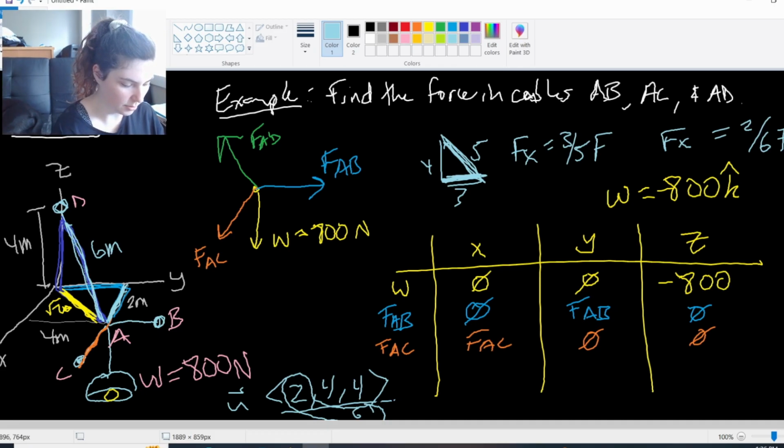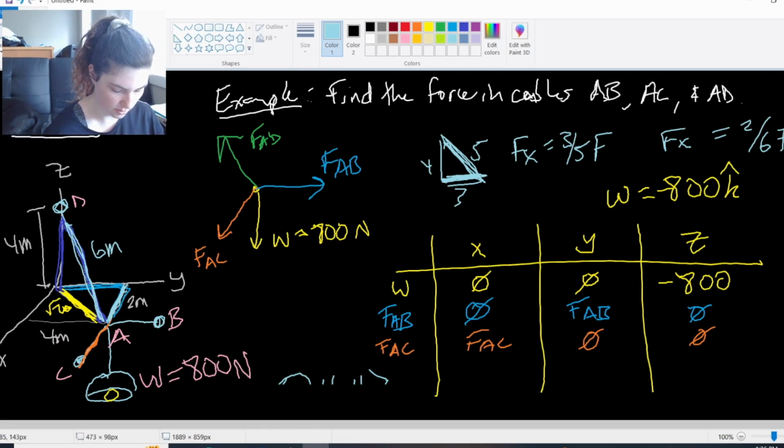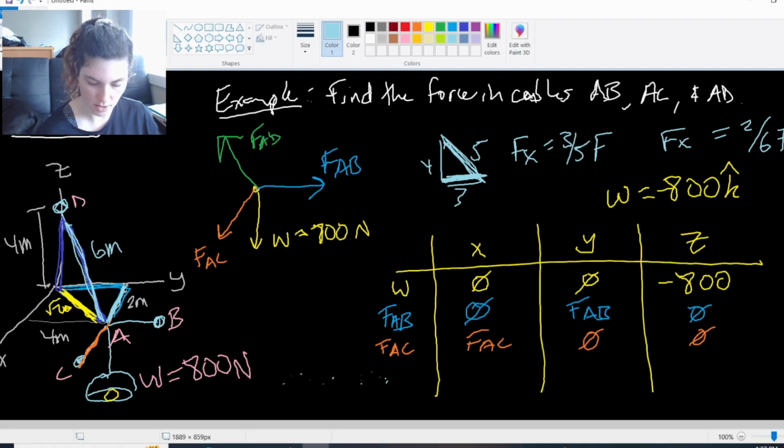Okay, so now that I've established how I'm getting these ratios here, this guy out of the way. Get out of here. I don't need you anymore. All right. So now that we've established how we're going to get those ratios, we can put those into our table as well. So our FAD, the x component we just said is this 2/6 FAD.